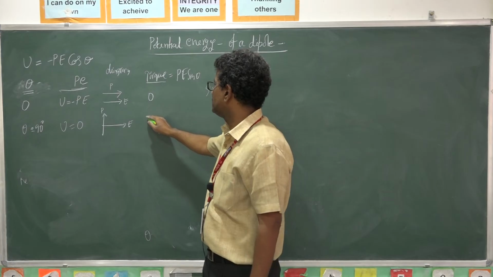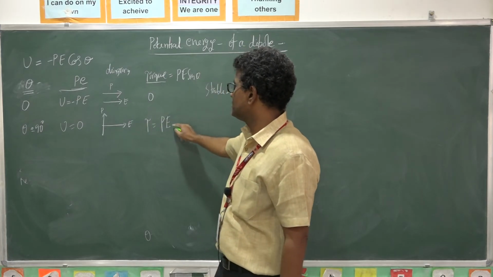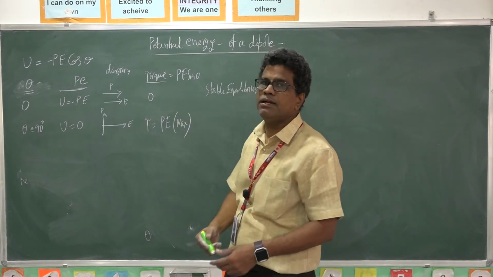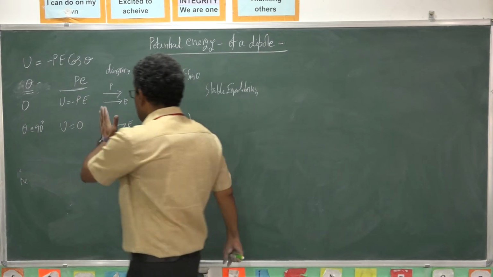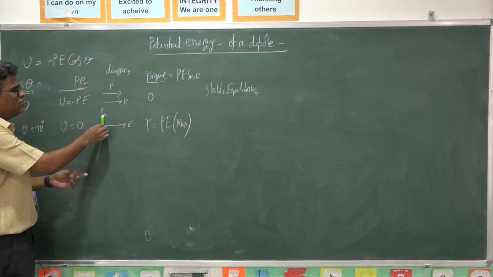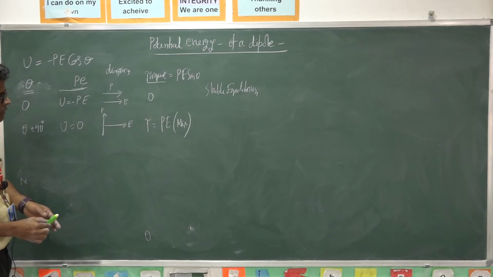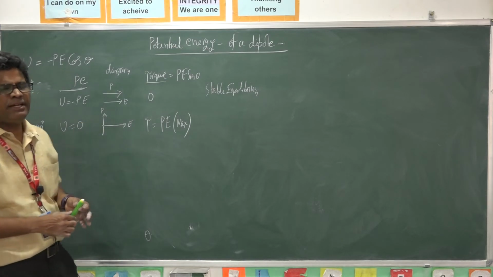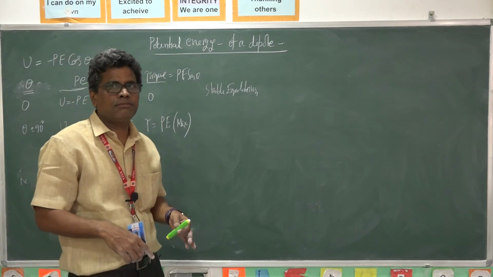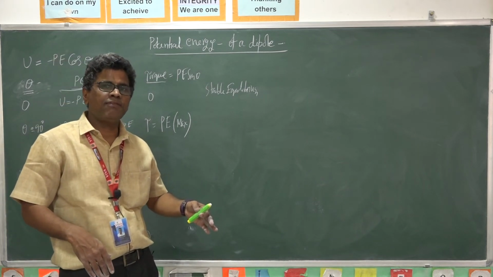Theta, torque is PE sin 90, which is 1. So it has maximum torque acting on it. If you leave the dipole like this, it will automatically come like this, like a freely suspended bar magnet always shows the north-south direction, because the magnetic field will rotate the magnet. That is the principle of a compass.